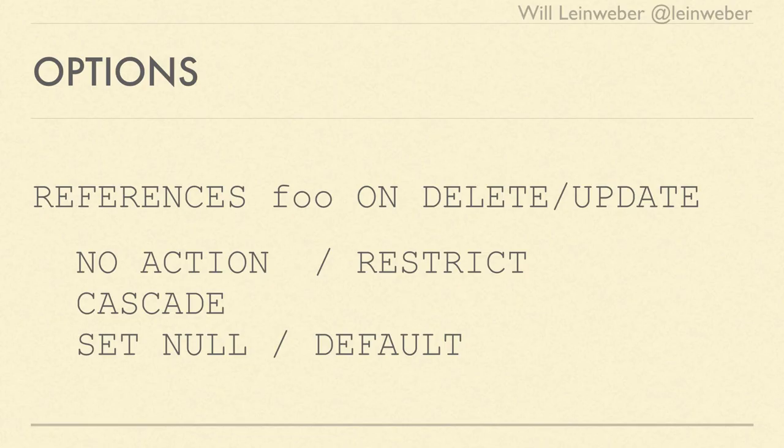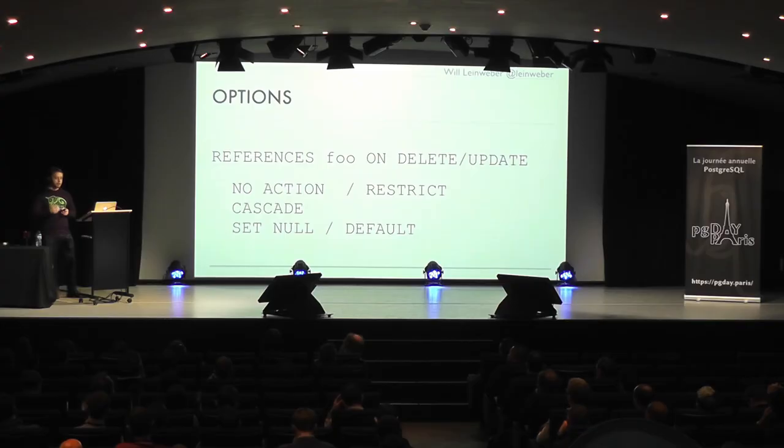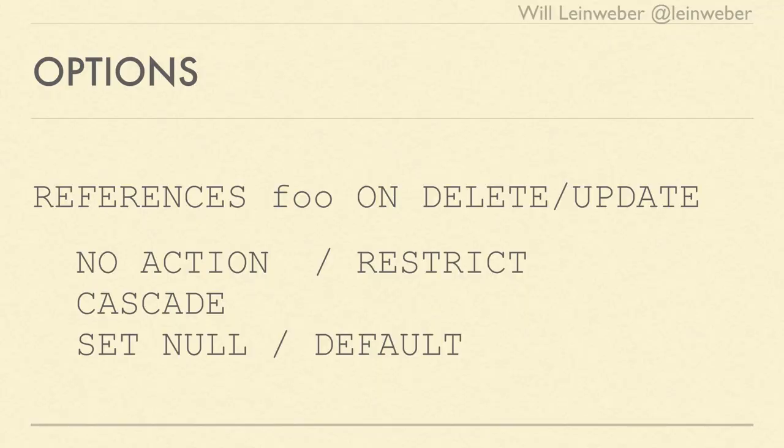There's a couple options you can use. To be honest, just the default, no action, is a very good default. You can make that a little bit more strict by changing that up to restrict, which all that does is make the exception happen earlier in your transaction. It's a very fine detail. Cascade: if you delete the other thing, it'll cascade that delete everywhere. And same thing with set null, it'll null out the columns if that other thing gets deleted.